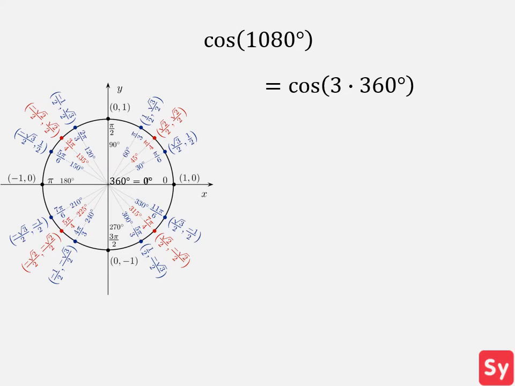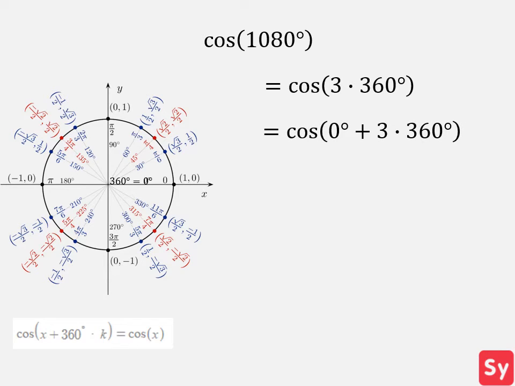First example, we want to evaluate the cosine of 1,080 degrees. Well, 1,080 degrees is the same thing as 3 times 360 degrees. By looking at the unit circle, we can see that 360 degrees is the same as 0 degrees. And we can also use this identity for periodicity of cosine. In this case, x is 0 and k is 3. So, this equals cosine of 0 degrees. And we know that that equals 1, which is our answer.